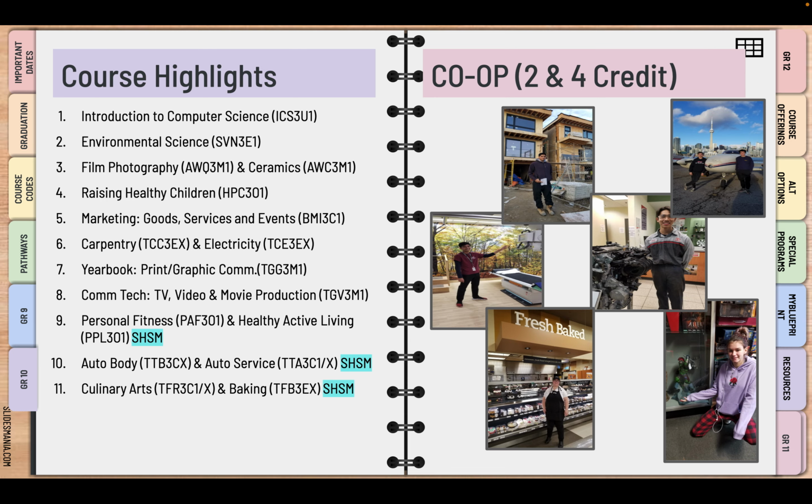I did also want to really highlight our co-op program. We have an amazing co-op program that's both 2 credit, half a day, or 4 credit, which is a full day. The 4 credit is most commonly taken in grade 12. But this is an amazing opportunity for you to actually go into a workplace, to leave Danforth and actually try out possible careers and gain some really amazing hands-on experience and knowledge about possible occupations for the future.